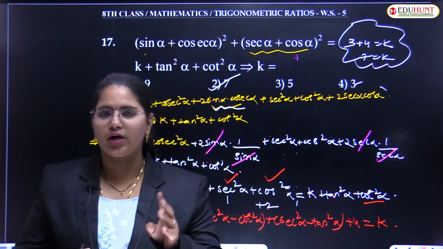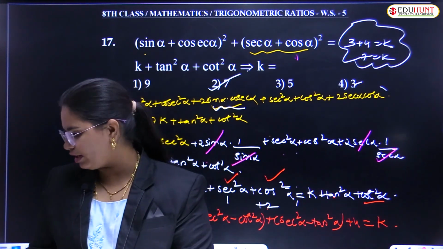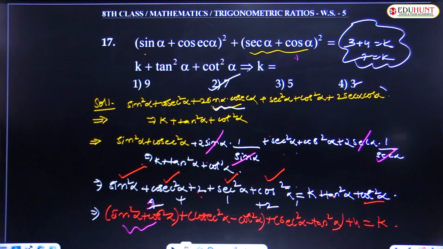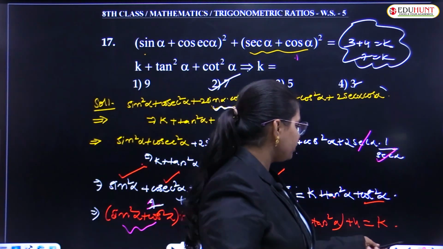Just go through with it. 1 plus 1 plus 1, 3. 3 plus 1, 4, 7. Value of K is equal to 7. So if you are done with it, we'll get back to the next question. You're clear? Right. So we'll get back to the next question.